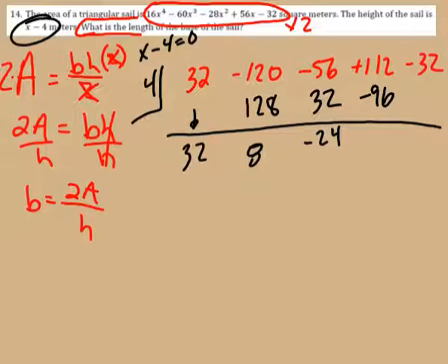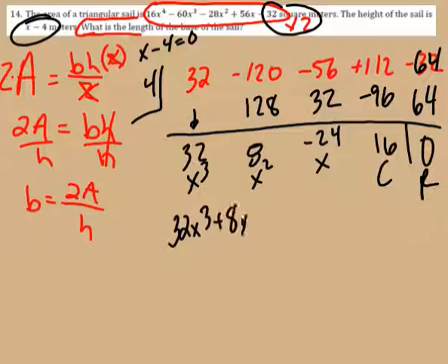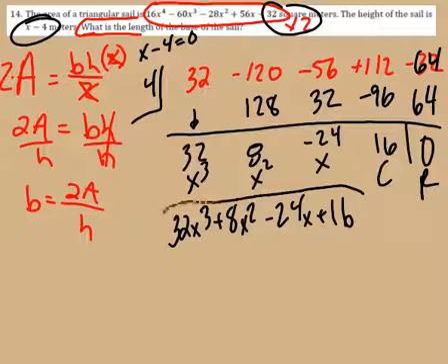So this is going to be 16. 32 times 2 is going to be negative 64. So negative 64, 16 times 4 is 64. This is 0. So as a result, no remainder, sweet. Constant, x squared, x cubed. So this is 32x cubed plus 8x squared minus 24x plus 16 for the length of my base.